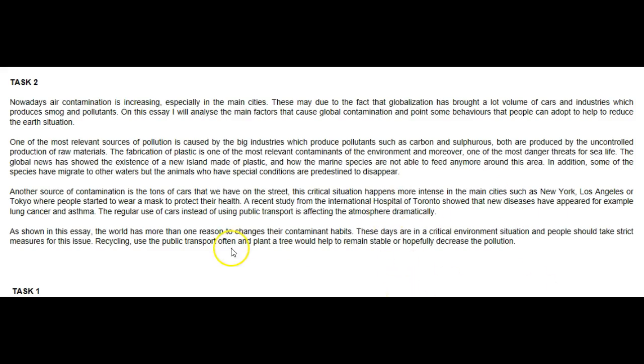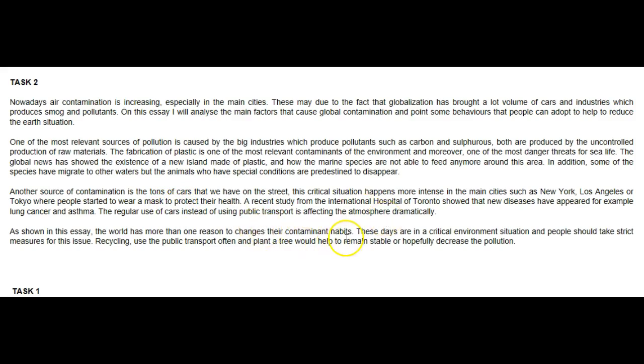Therefore, you wanted a therefore or consequently, the regular use of cars instead of using public transport is affecting the atmosphere dramatically. And then that's beautiful. It's perfect like that. As shown in this essay, the world has more than one reason to changes their contaminant habits. Okay, this should be to change.